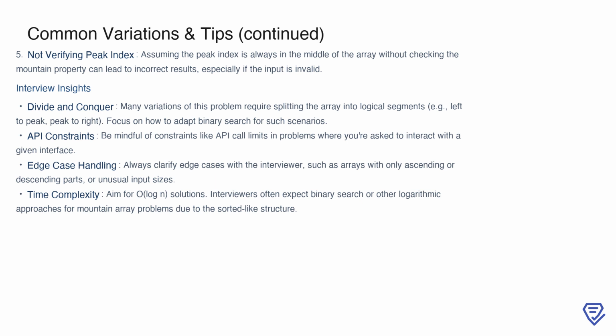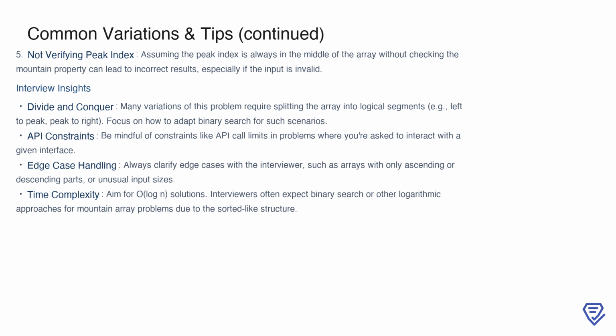Beyond avoiding common mistakes, there are key insights that can help you succeed in interviews. First, this problem and many of its variations benefit greatly from a divide-and-conquer approach, where you split the array into logical segments, such as the left side up to the peak and the right side after the peak. Understanding how to adapt binary search to handle these segments is a critical skill. Additionally, be mindful of API constraints. When you're asked to interact with a specific interface, such as the Mountain Array API, you need to work efficiently to stay within the given limits.